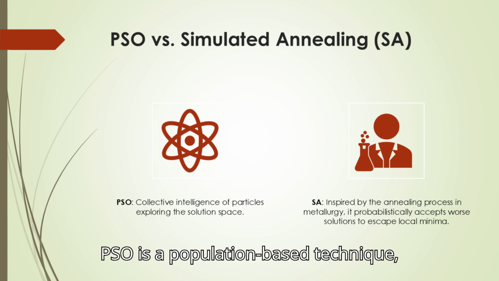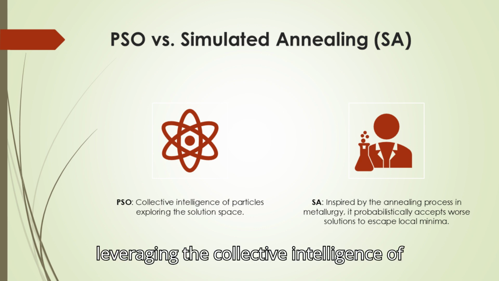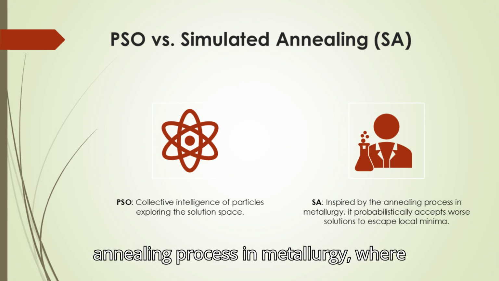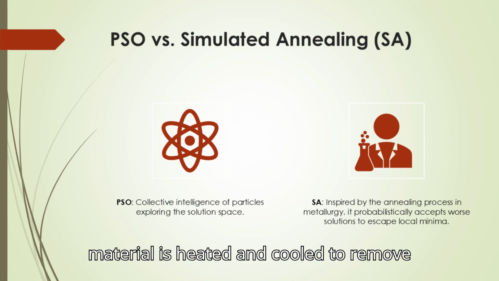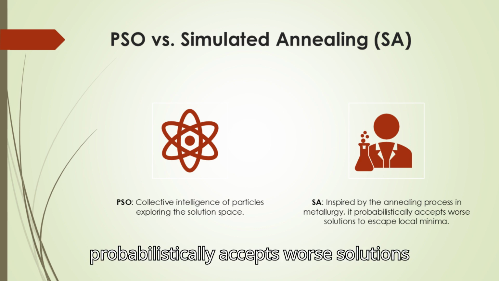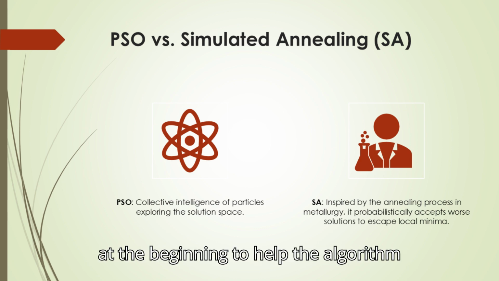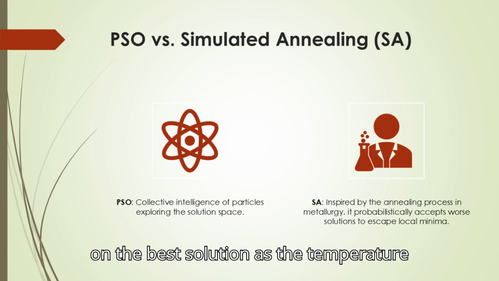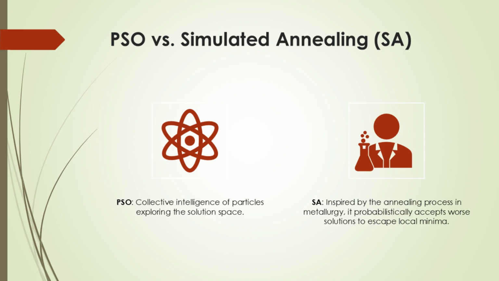PSO is a population-based technique, leveraging the collective intelligence of particles to find solutions. In contrast, SA is inspired by the annealing process in metallurgy, where material is heated and cooled to remove defects. In optimization, SA probabilistically accepts worse solutions at the beginning to help the algorithm escape local minima, gradually honing in on the best solution as the temperature cools.